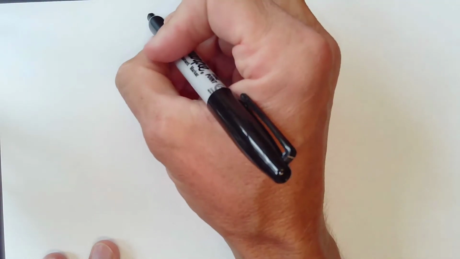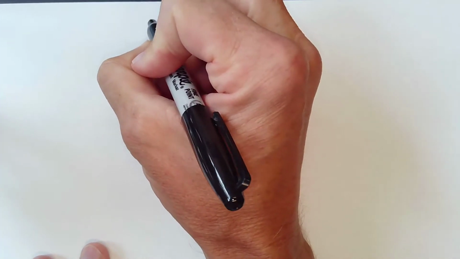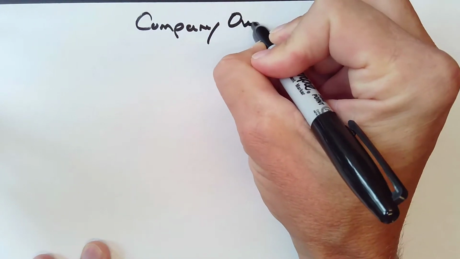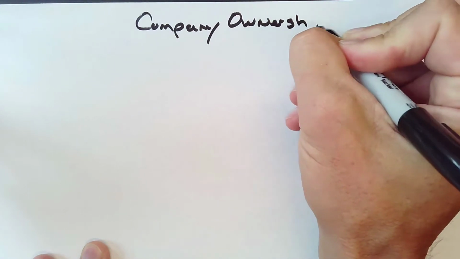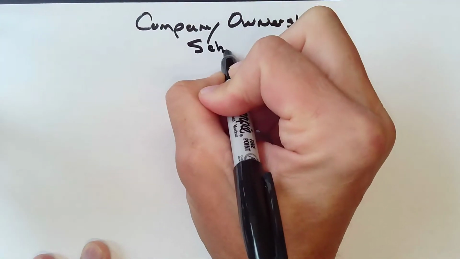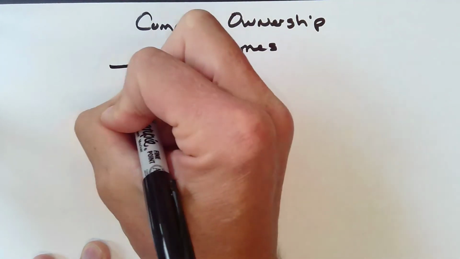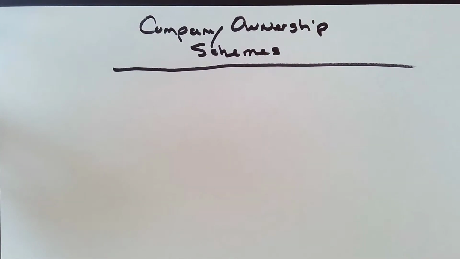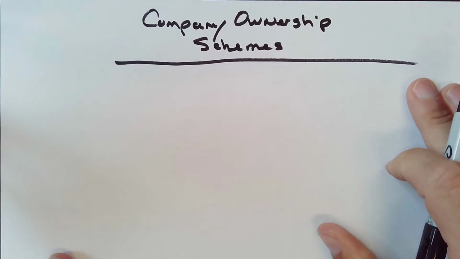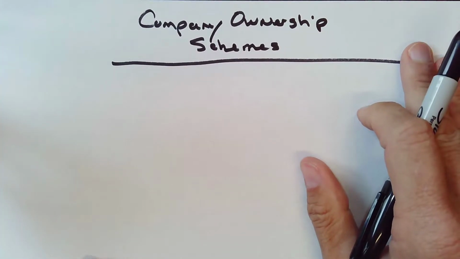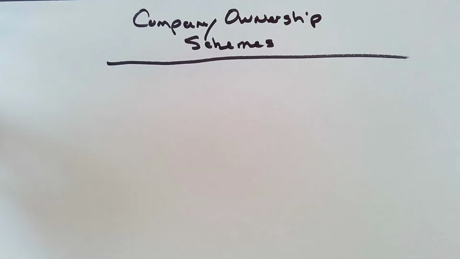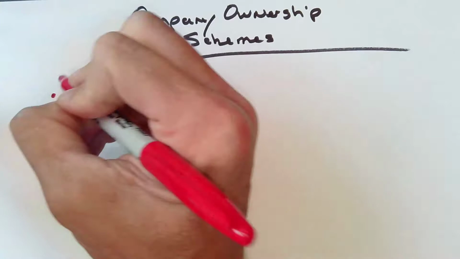So let's talk about company ownership schemes. Plans, schemes, whatever you want to call it, right? It's just a word. So there's a number of different schemes or plans that exist. So we start thinking about those different plans. One is a pretty simple one.